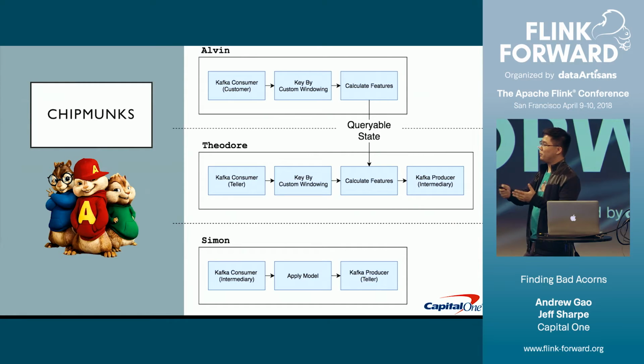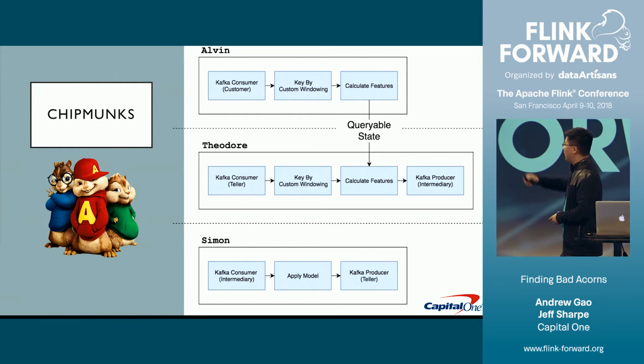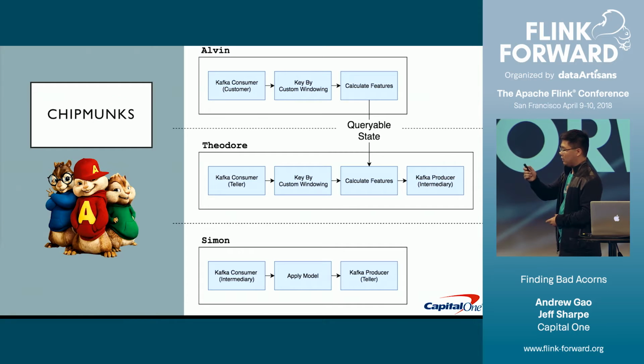They will be working on all the data streams and act as a feature store for other applications to access. And then we'll have Theodore. In our example with the teller, Alvin would be listening on the customer transaction stream, doing his calculations and just exposing them via queryable state.